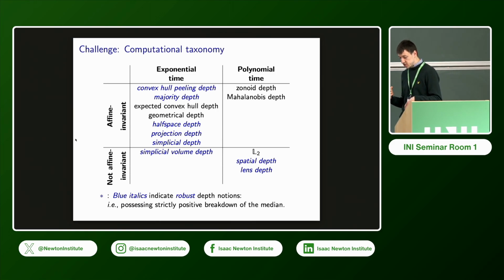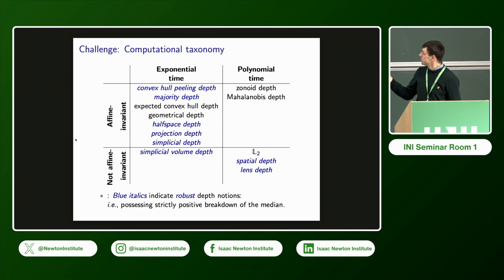It actually happens, not as a theoretical result but rather as a conjecture, that nice depths are difficult to compute. What I mean by nice: there are 3 dimensions in this table. There is affine invariance and absence of affine invariance. Then there is heavy to compute, exponential, something like n power d, and polynomial time, n power some constant which doesn't grow with dimension. And then there is robustness. Robust depth notions are in italics, right?